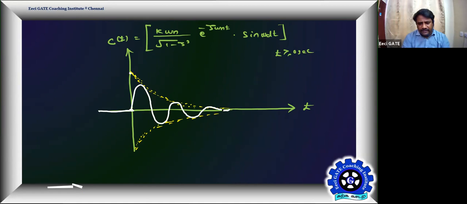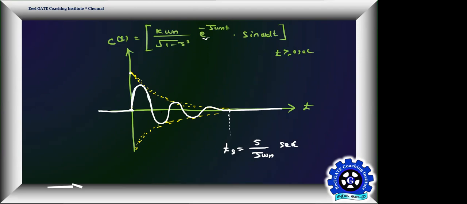Getting everyone? Getting all of you? Oscillations died out. This is your settling time, till which you will see the decaying oscillations. After that, there won't be any oscillation seen because e power minus 5 is 0. Okay? Easy, everyone. All of you getting this? Yes, sir.